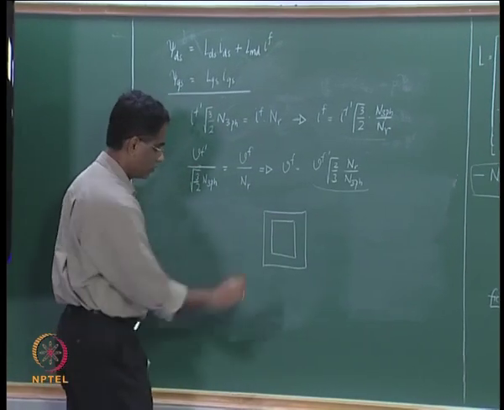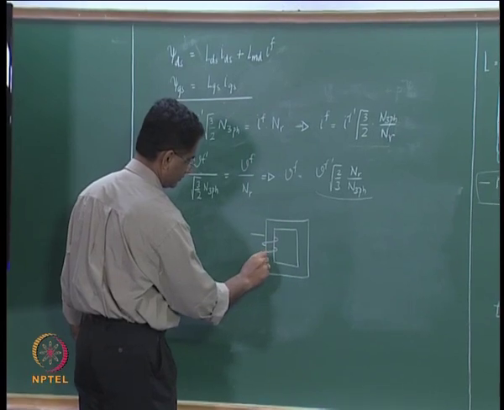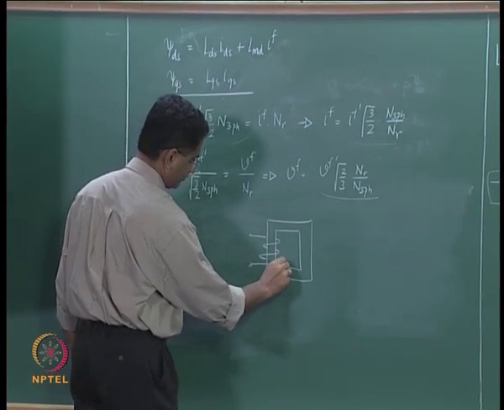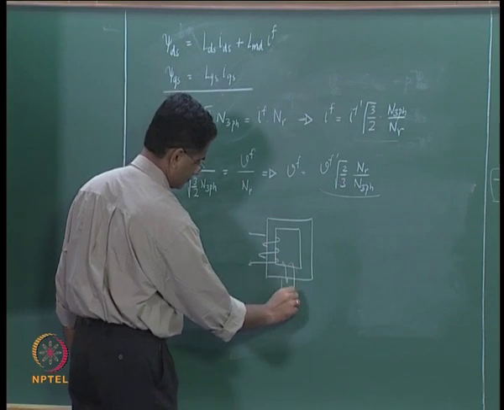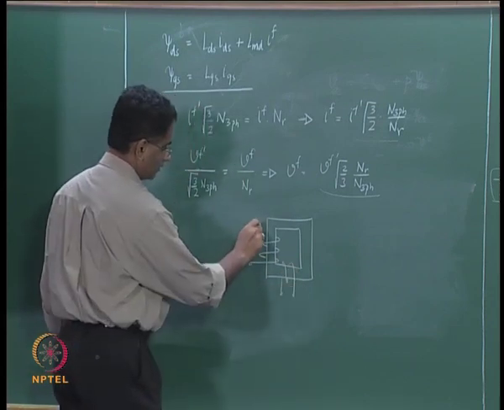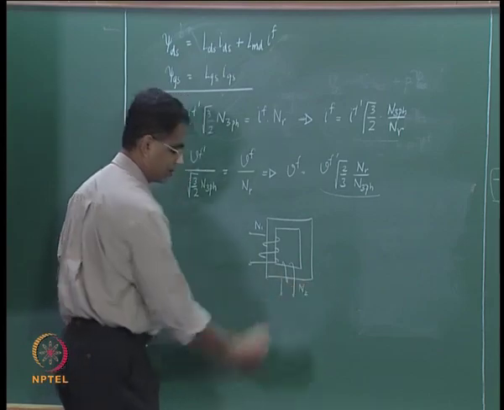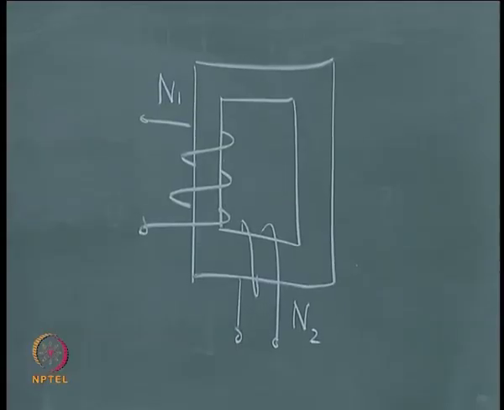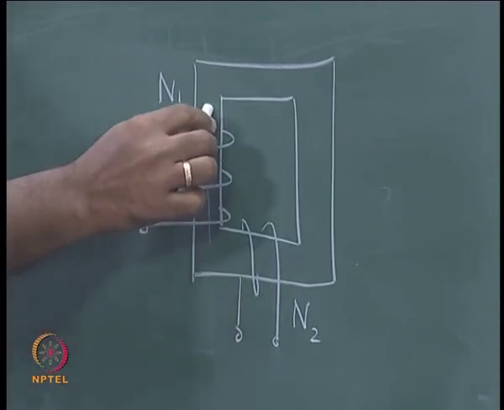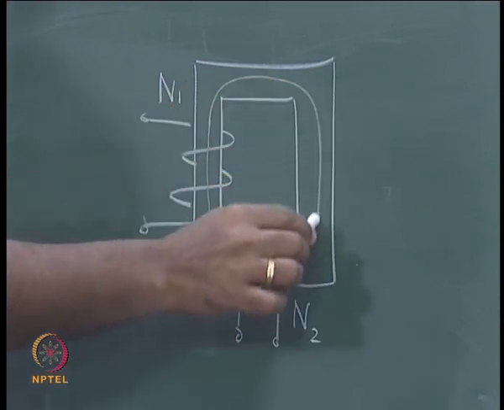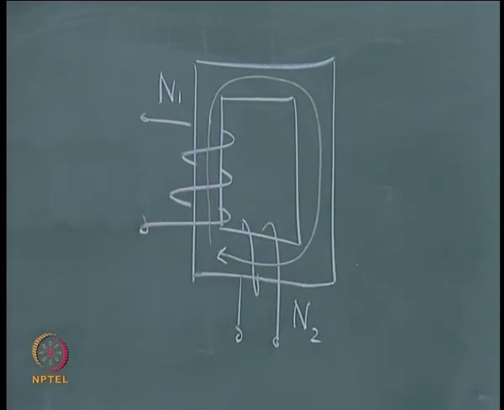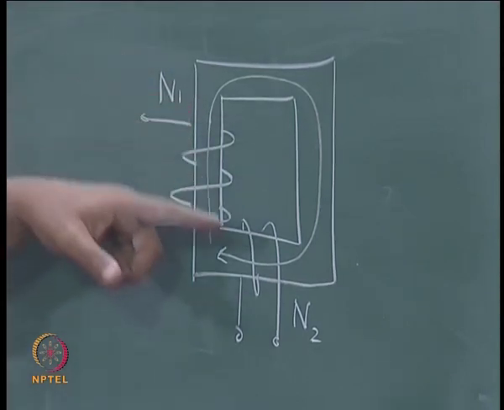Let us say you have a core, you have a coil here, and then you have another coil here. This may contain n1 turns and that may contain n2 turns. Note that the way we have drawn the system, whatever magnetizing flux is produced by this coil will have to link this coil also. That means these two coils are there in one common flux path. All the flux that is generated by this, all the magnetizing flux that is generated by this links this coil also.